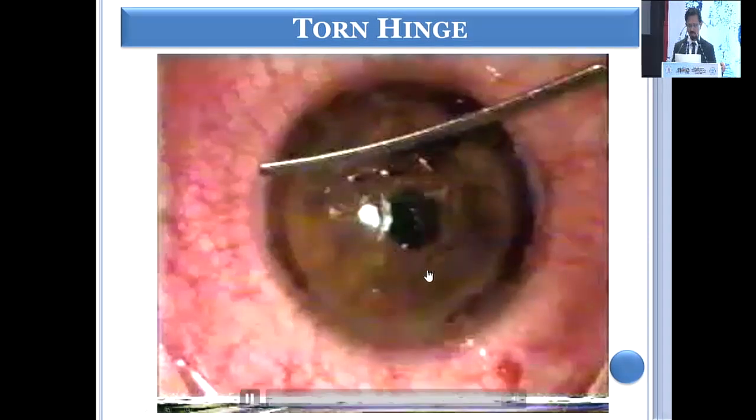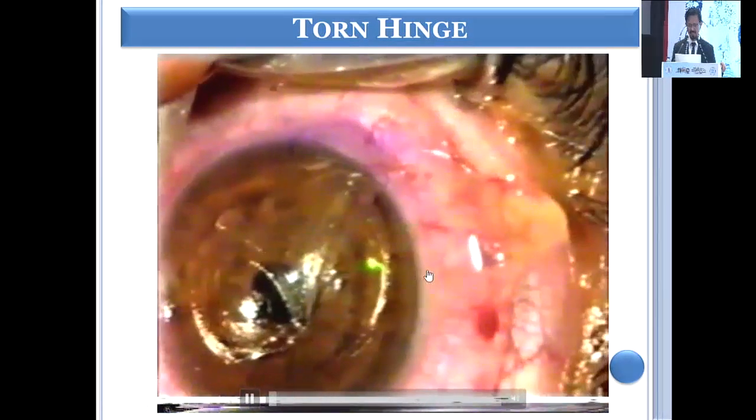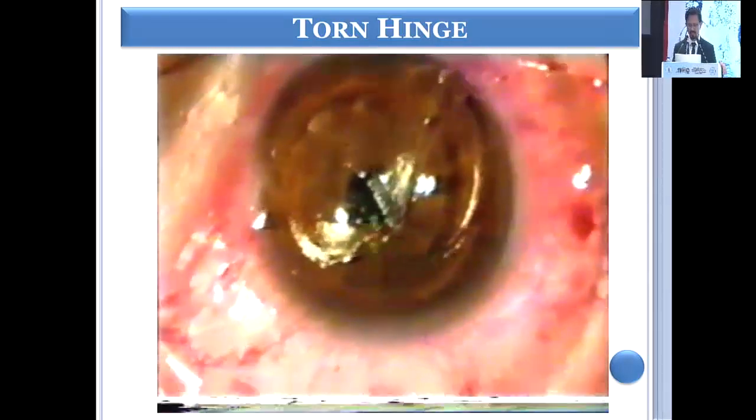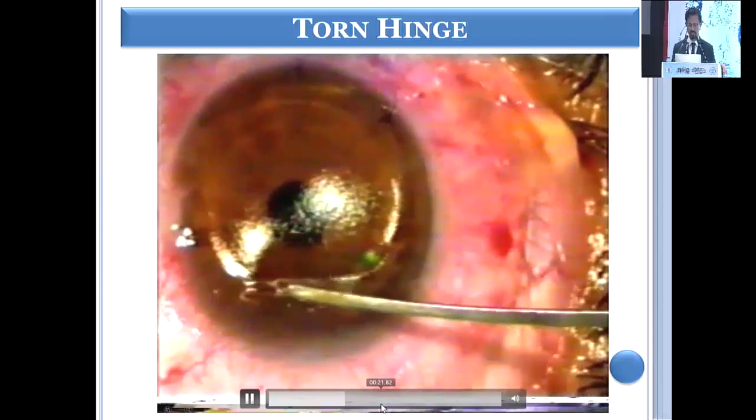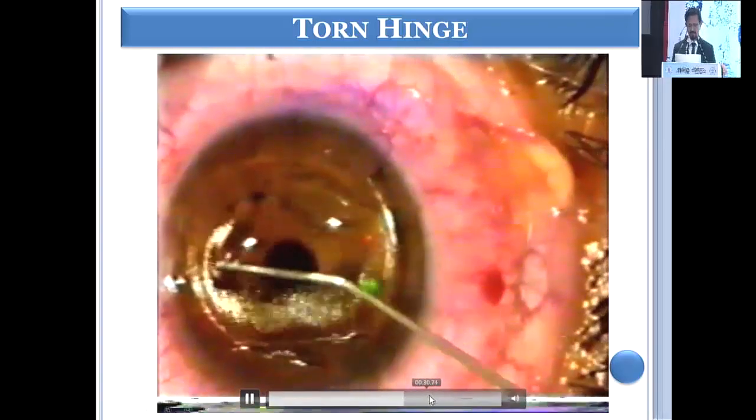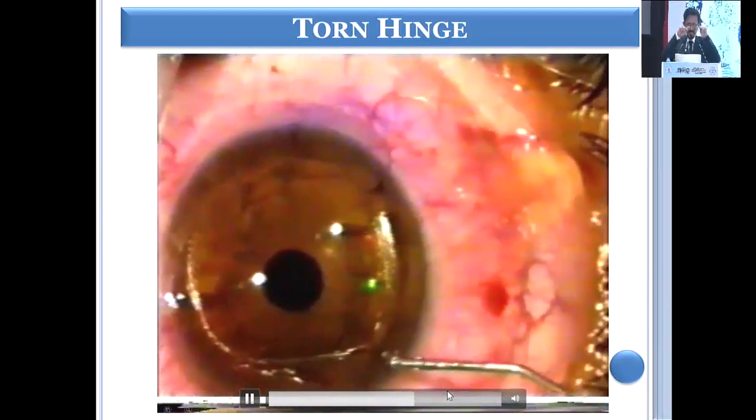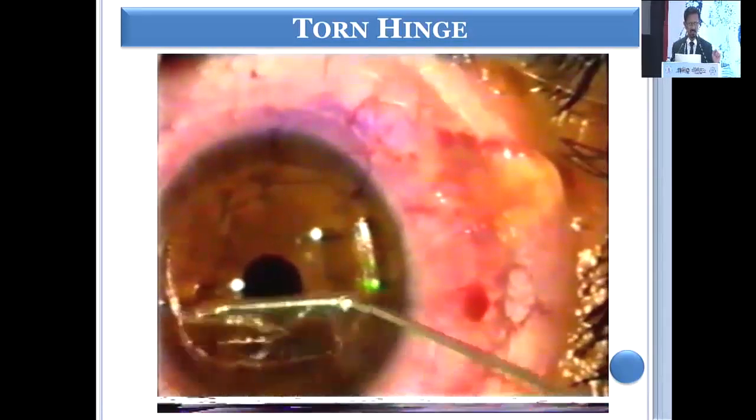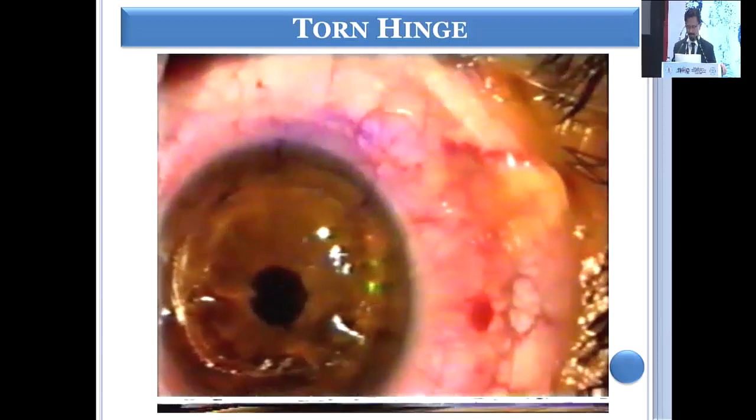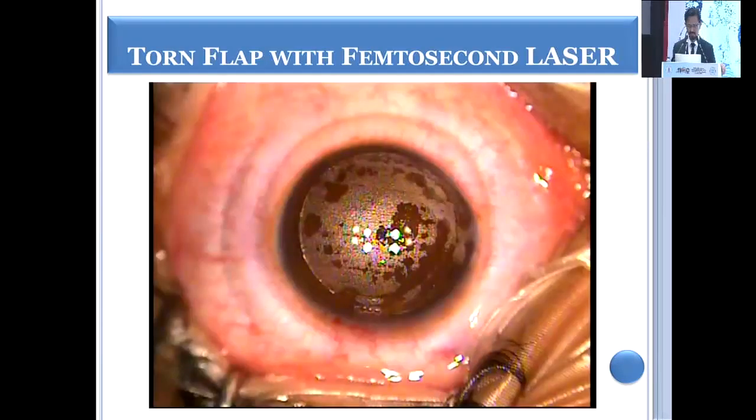If there is a torn hinge, then in that case, you can once again lift the flap and complete the procedure and reposit the flap and just see to it that the edges are well opposed, because there is a risk of epithelial ingrowth in such cases. So the edges should be well opposed, and put a bandage contact lens in this case.